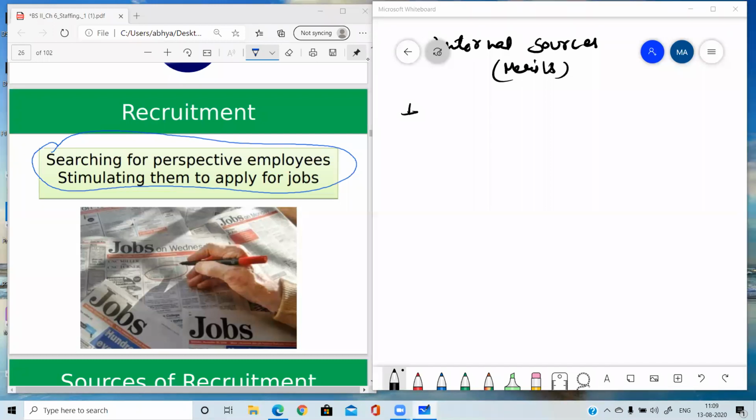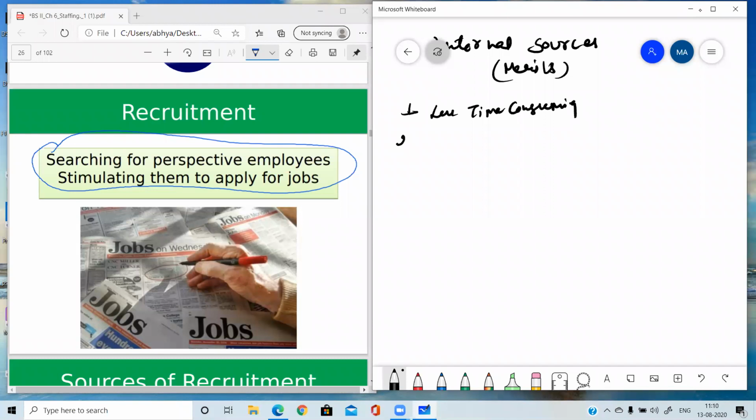Time saving. Yes, very good. Less time consuming, we can write. Very good, Divya. Less time consuming. Very good. Because as early as possible, we can get the employees without wasting any time, because employees are with ourselves. We need to just transfer them, or we need to just shift them from one position to another position.